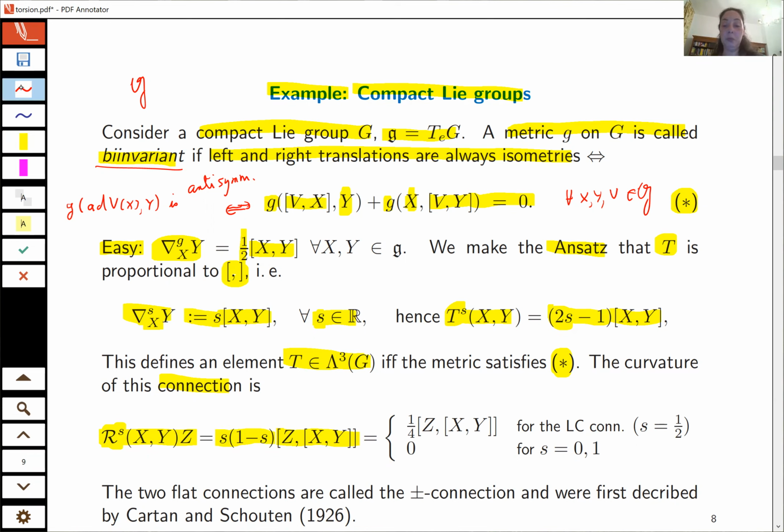Now we have three special cases. The first special case, when we look at the torsion, is when is this equal to 0? Well, if and only if s equals 1/2. Now this is fine because we cover the result that the torsion vanishes for the Levi-Civita connection, and the Levi-Civita connection, as we had seen, corresponds to s equals 1/2. So this is compatible. And now the maybe surprising thing is that for the Levi-Civita connection, s equals 1/2, the curvature is just 1/4 the double commutator.